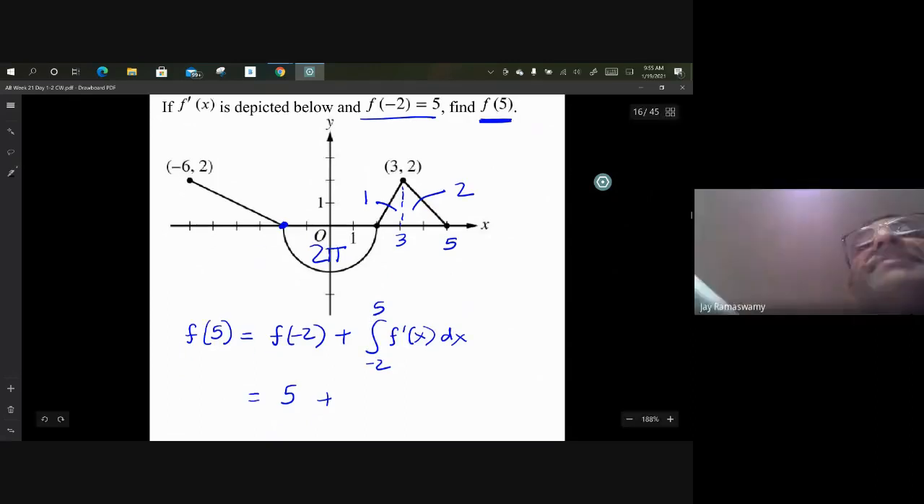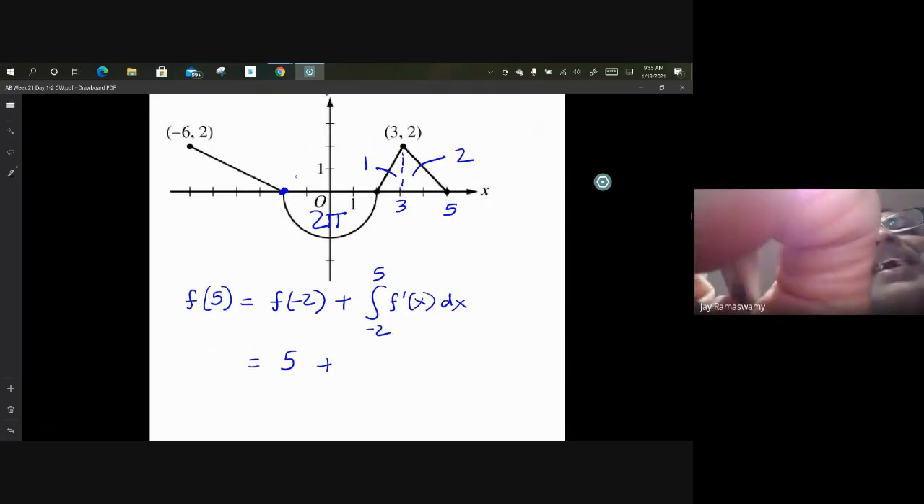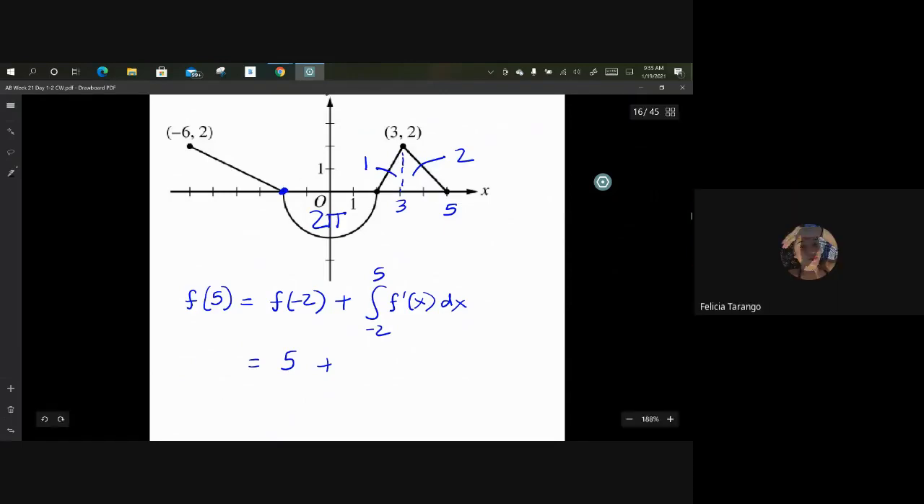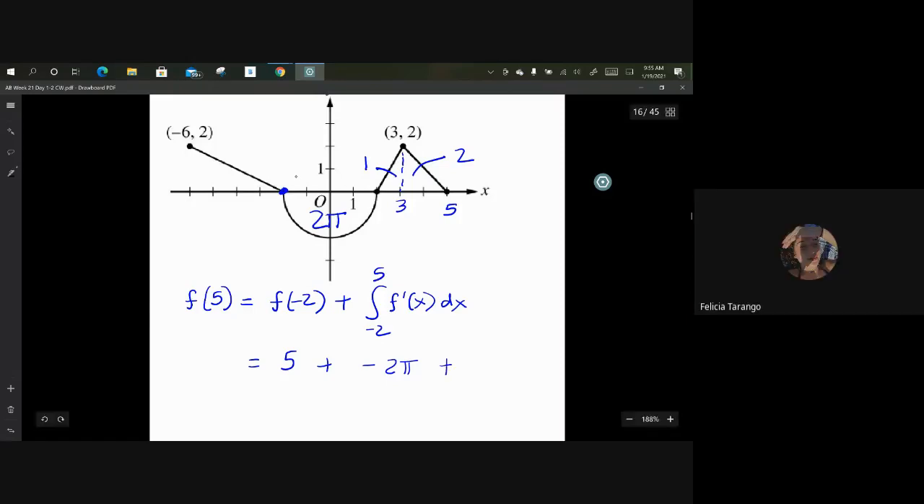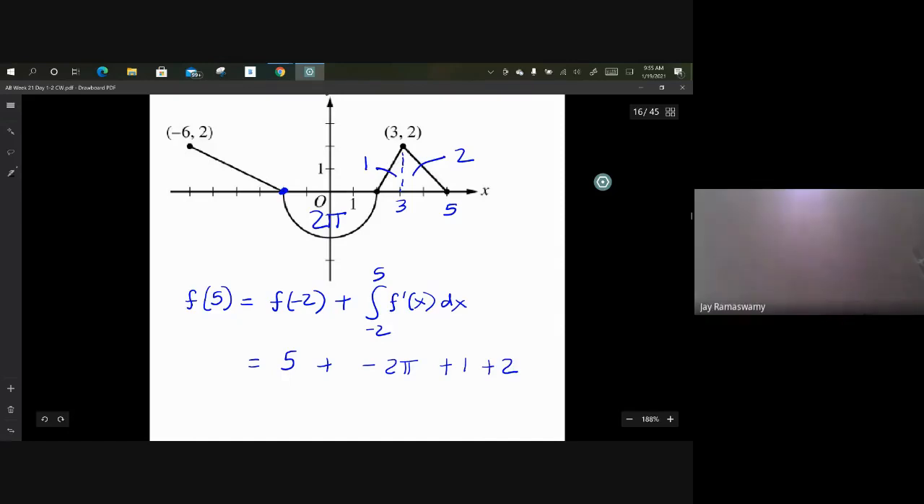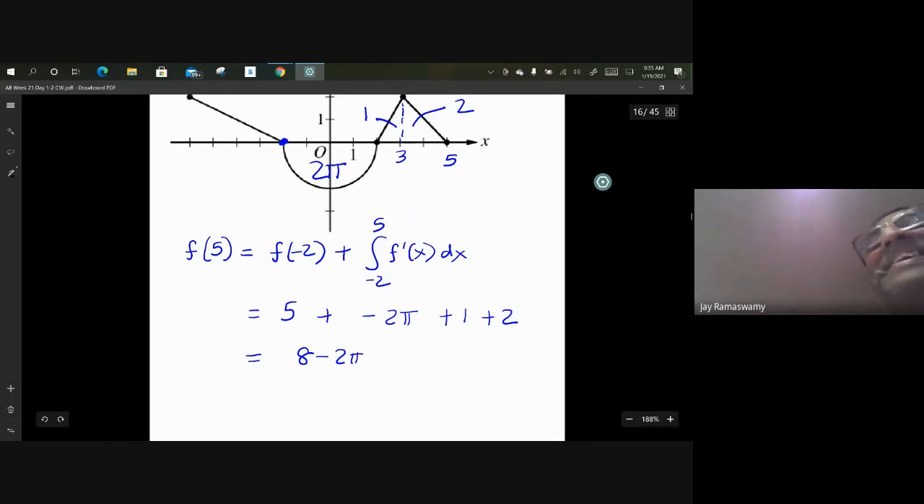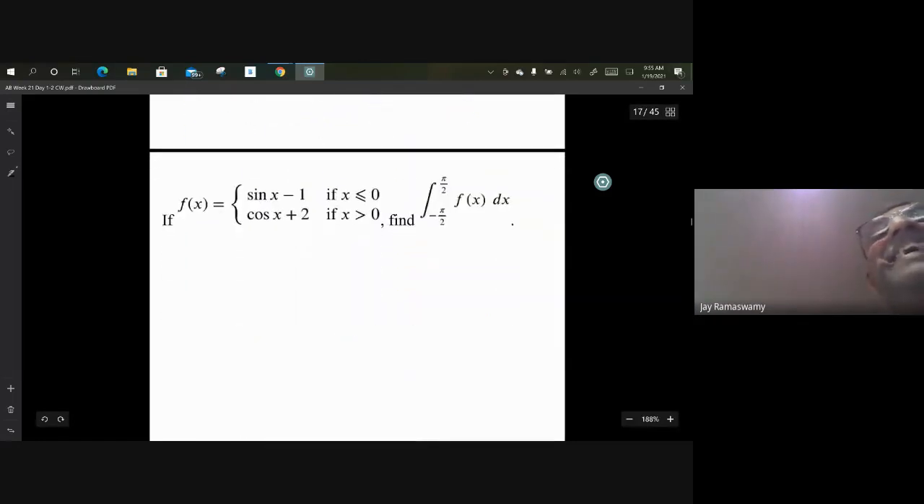Can we write down the answer? So 5 plus. We're going left to right. So what am I writing? 5 minus 2 pi, plus 1, plus 2. So absolute final answer. Is it 8 minus 2 pi? Yes. Okay. Slow down. It's an easy problem. Don't make sign mistakes.